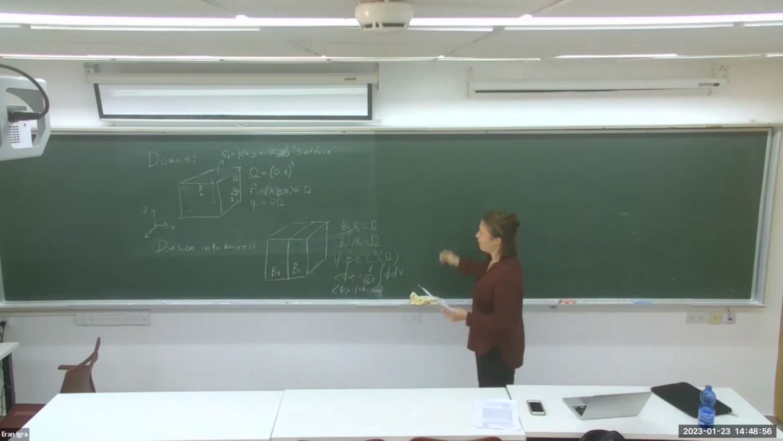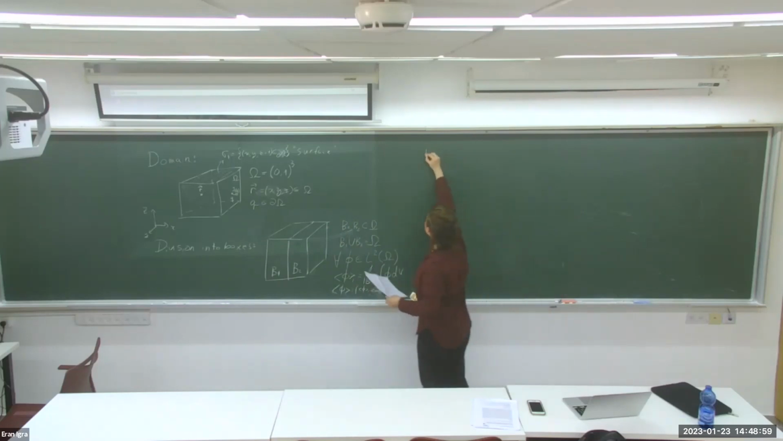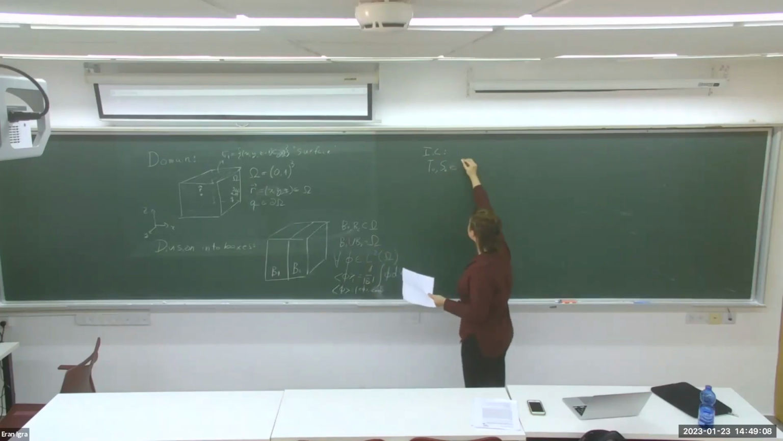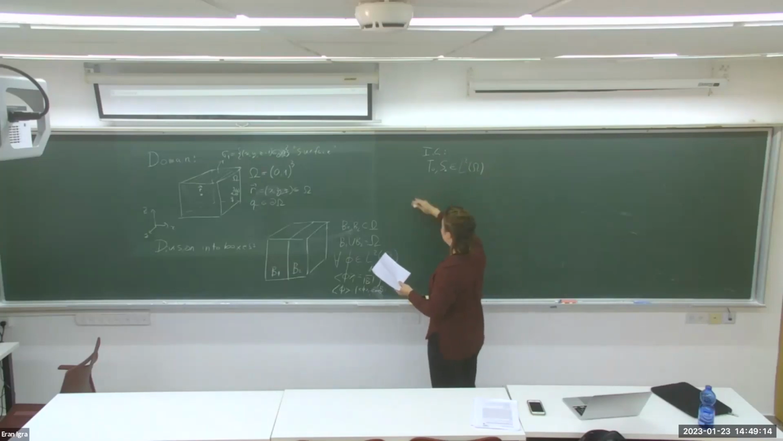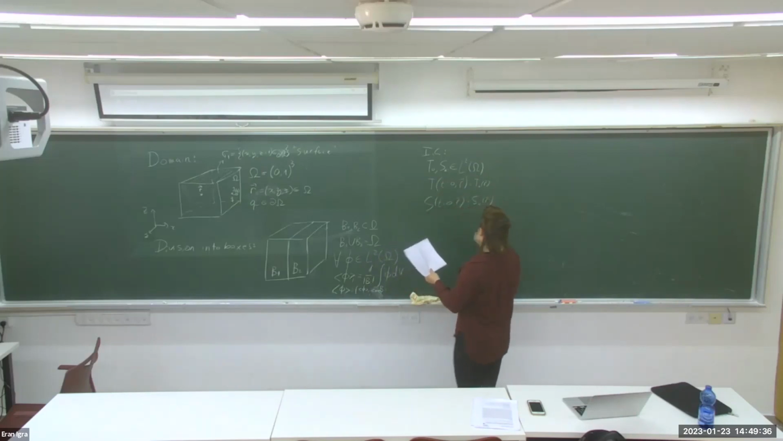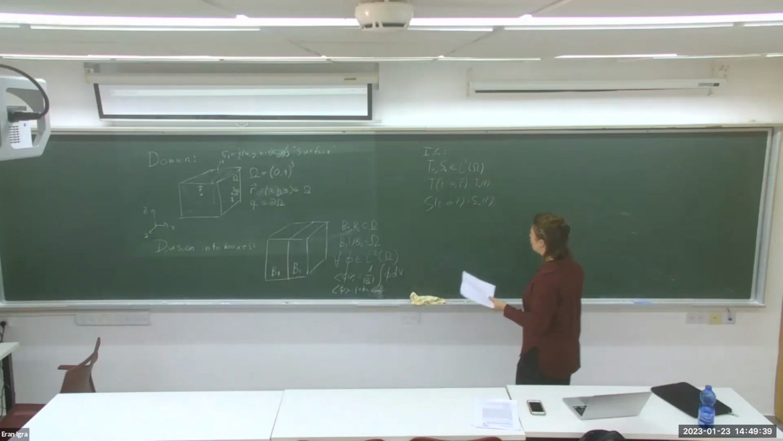Next, in order to have the setting of our problem, we need additional conditions: initial conditions T0 and S0, which at first, let's just ask them to be L2, and we're looking for solutions T and S such that T at time 0 will equal T0, and S at time 0 will equal S0. And finally, we want our boundary conditions.